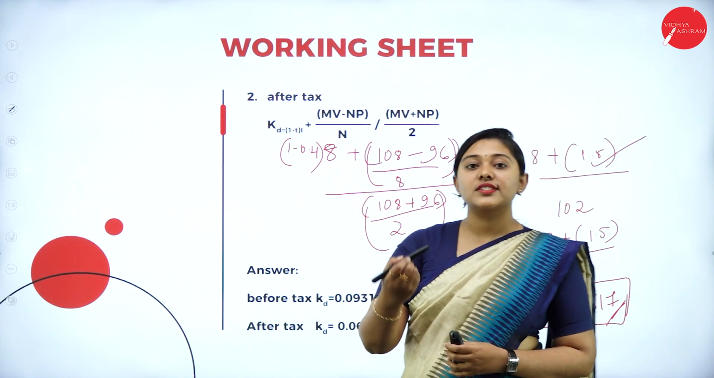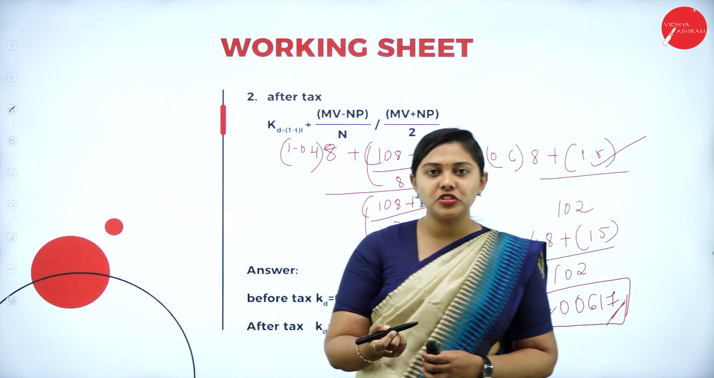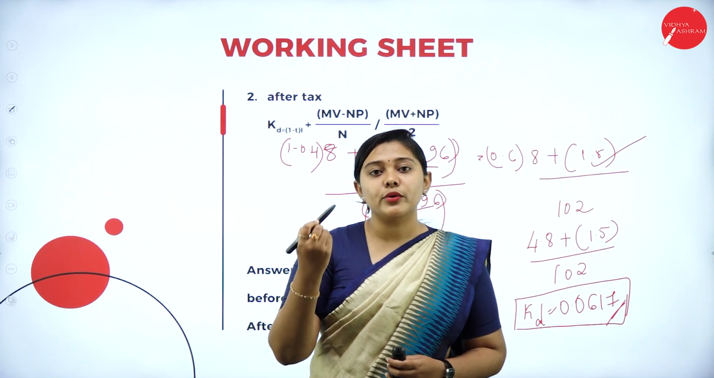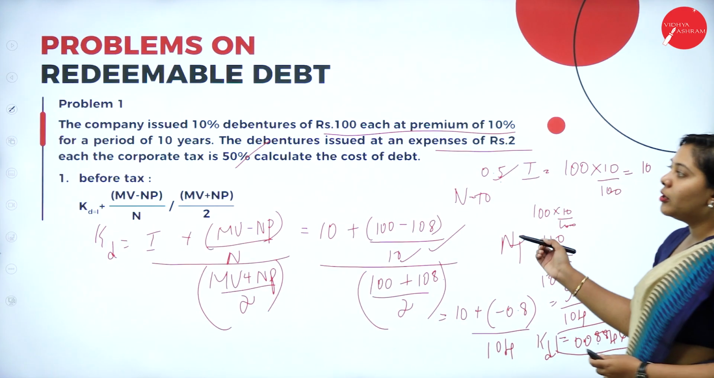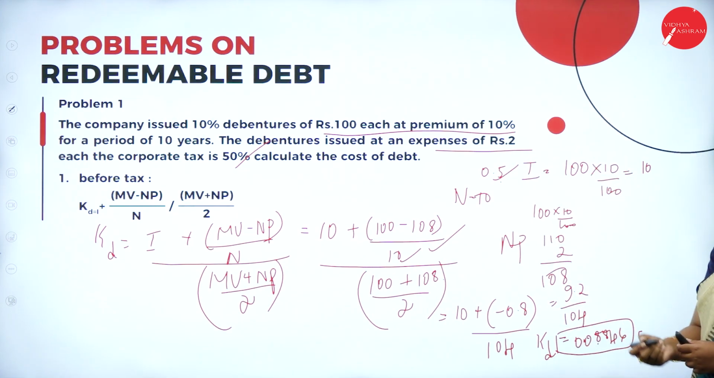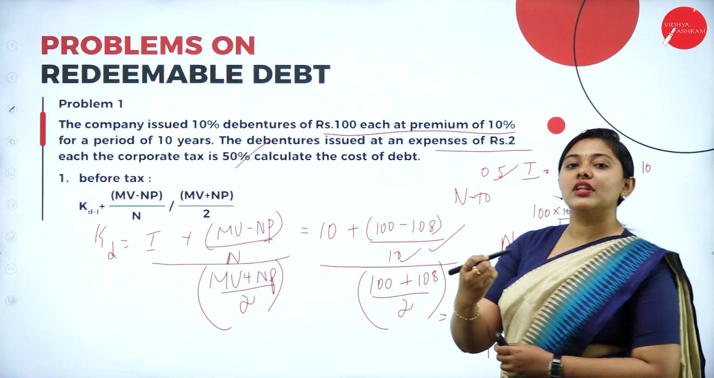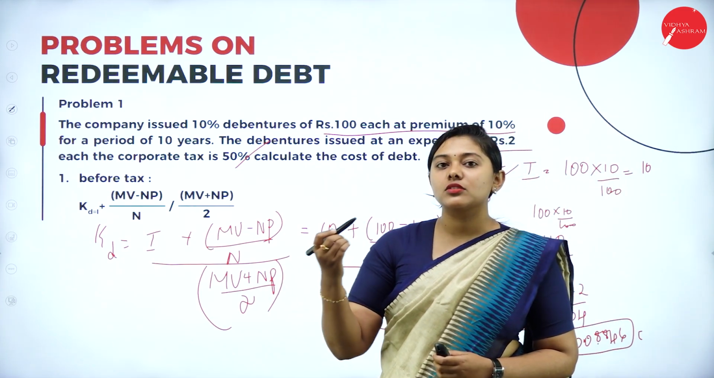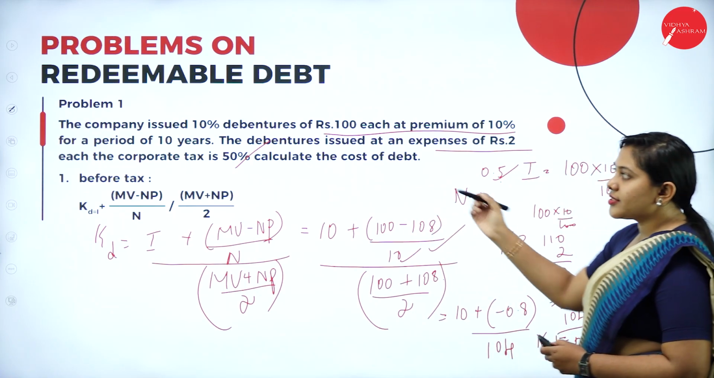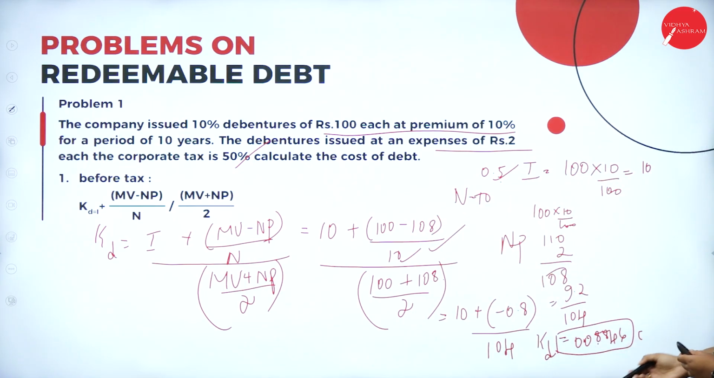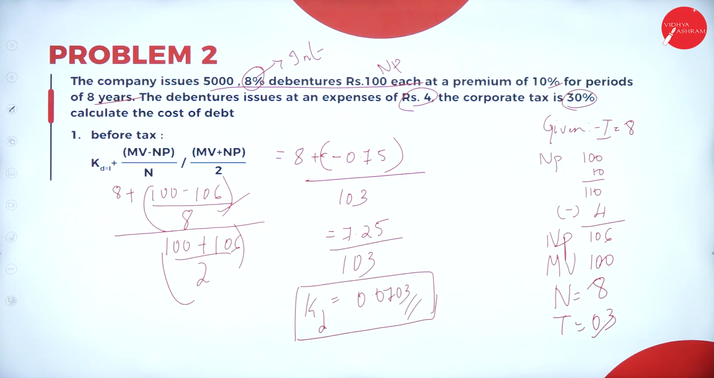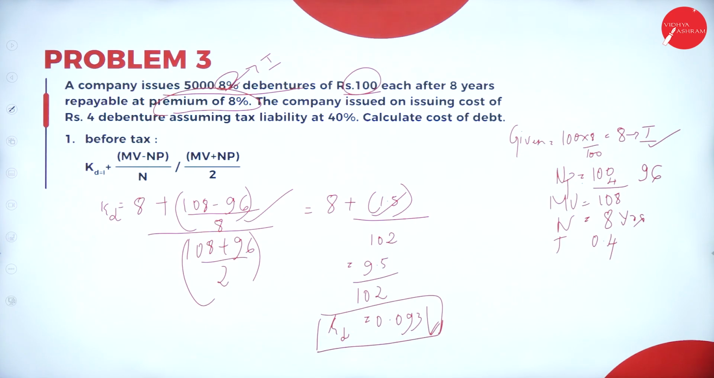So I'll just move out of the screen. My dear students, kindly take a screenshot because you'll understand the problem in a better way. Problem number 1 on redeemable debenture. In your examination, they will ask you problems based on redeemable debt. So this is problem number 1, before tax and after tax. Problem number 2, before tax and after tax. Problem number 3, before tax and after tax. Maturity value, they have redeemed at a premium of 8%.